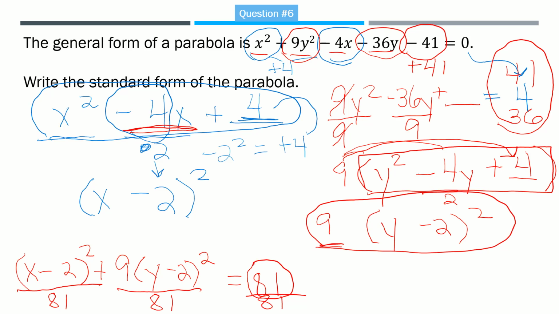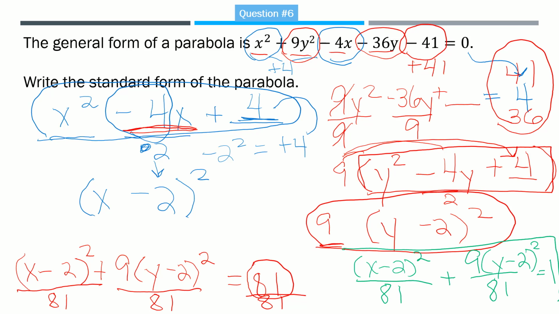So let me change my pen color. All right, so we have x minus 2 squared over 81 plus 9 times y minus 2 squared over 81 equals 1. This is the standard form of the equation of the parabola.